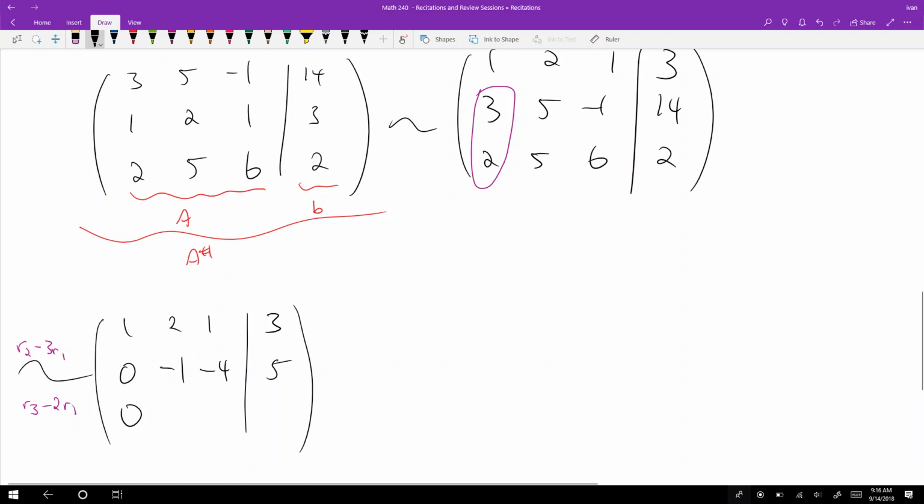Okay? And then row 3 minus 2 times row 1. So I got 5 minus 4, that's 1. 6 minus 2, that's 4. And then 2 minus 6, that's going to be a negative 4.